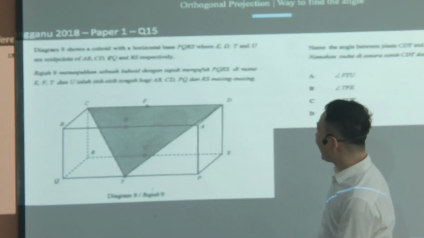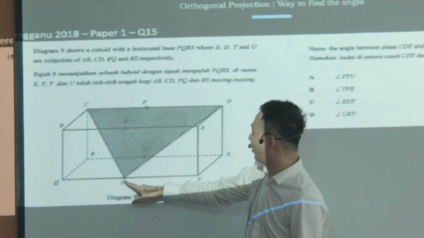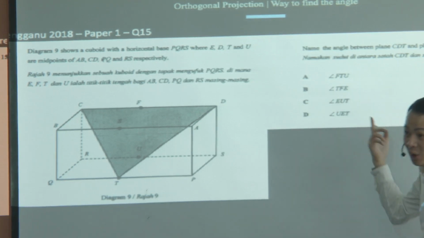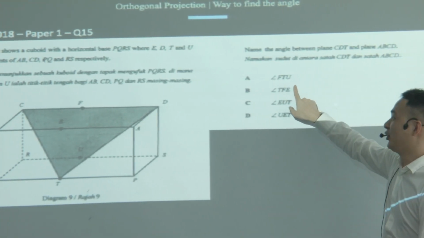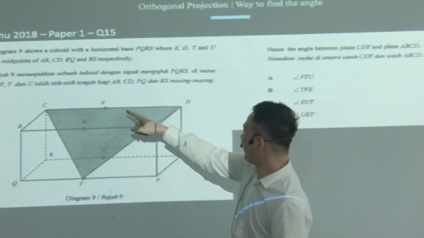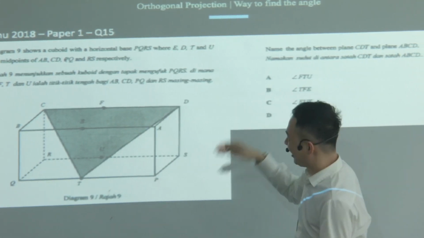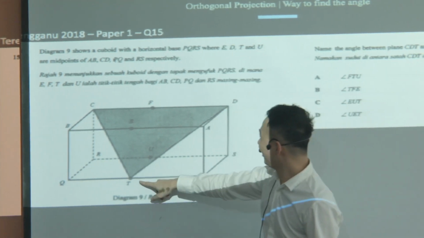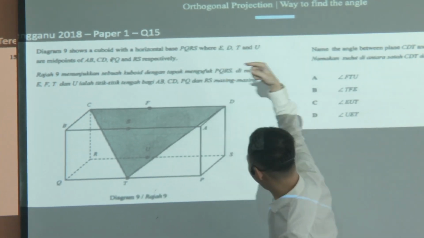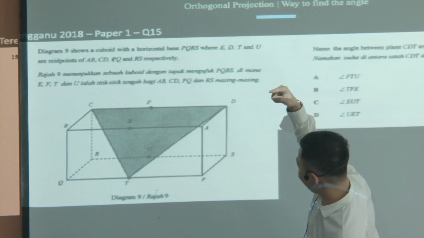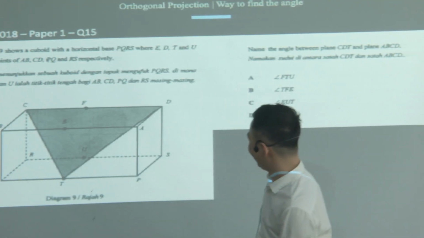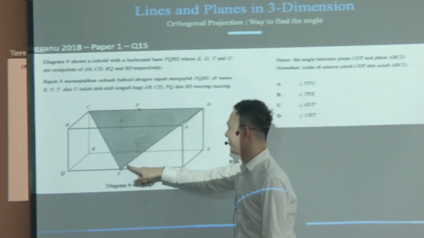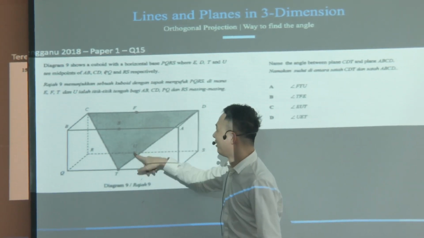If you ask me where the angle is, of course I know the angle will be T, F, and U. We see one by one. FTU, where is F? F is here, so FTU is the answer. Next one, TFE, T to F to E. Where is E? Oh, this is the answer. TFE, not TFU.